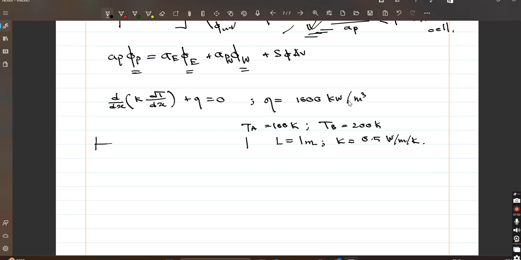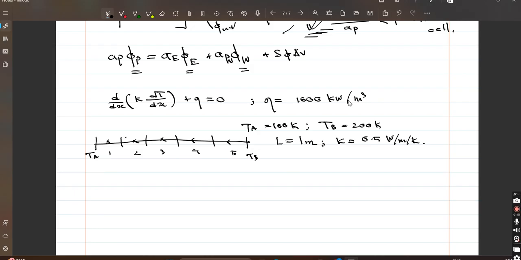All right, let's divide it into 5 cells. Okay, so this is cell number 1, cell number 2, 3, 4 and 5. This is TA and this is TB.